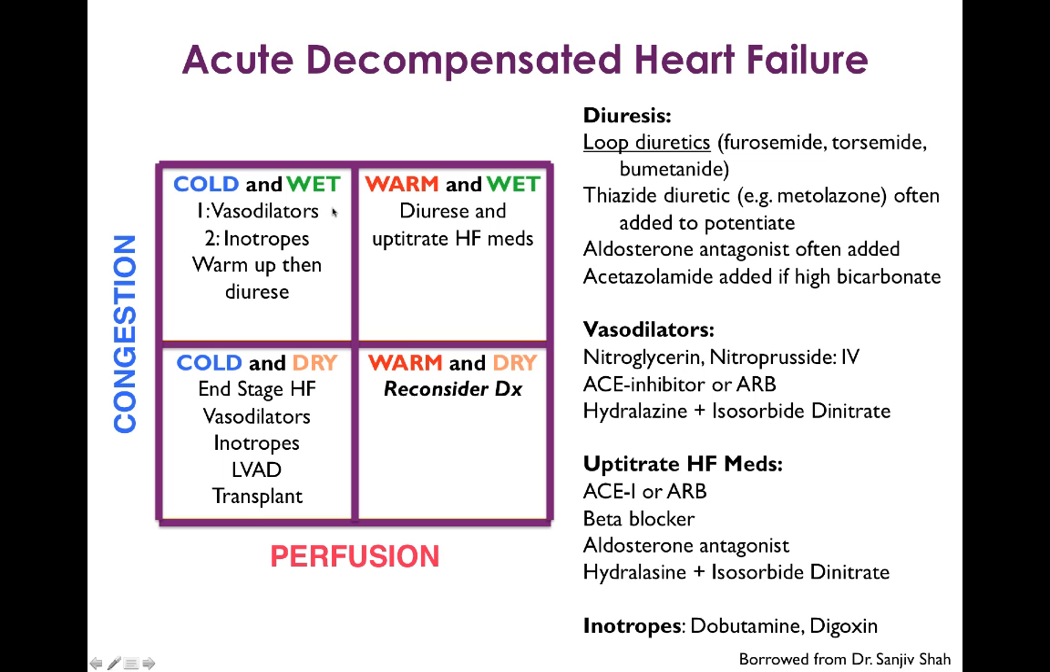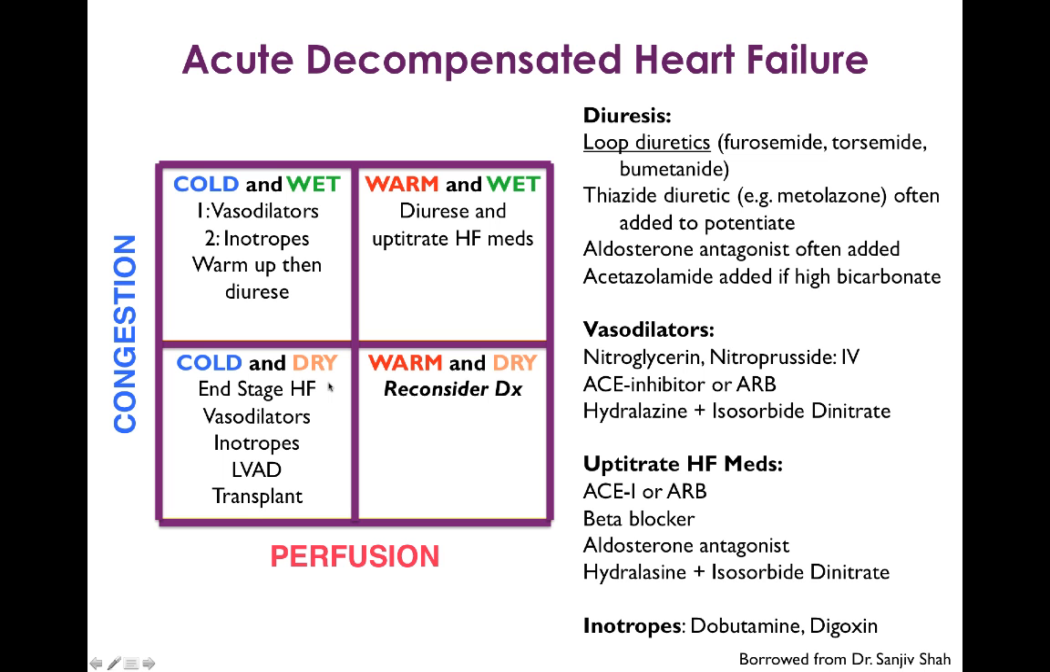Patients who are cold and wet, what you need to do is first try to improve their systemic perfusion. And so the first thing that you try to do is try vasodilators to help reduce afterload and indeed reduce preload, thereby perhaps improving myocardial function, and then try and diurese them. Now, you might be stuck. You might not be able to administer the vasodilators because you're limited by blood pressure. In that case, you may be forced to use inotropes in order to support cardiac output in order to be able to diurese the patient. So the most typical inotrope used is dobutamine.